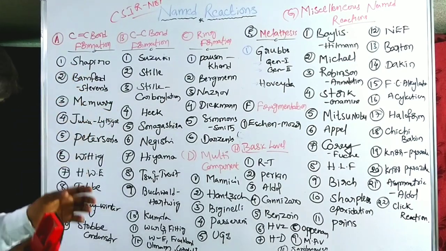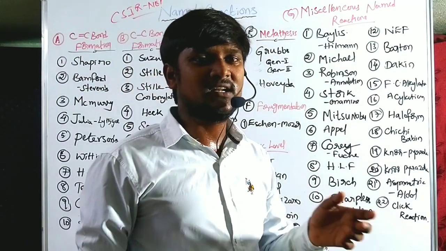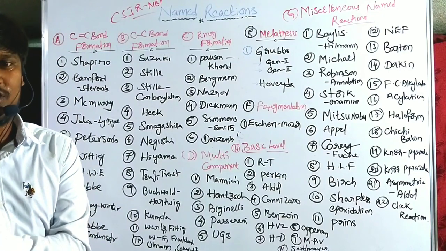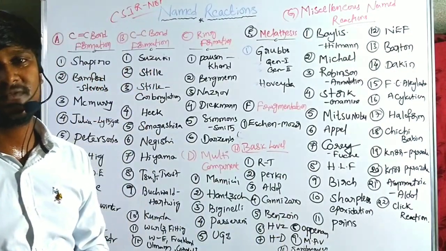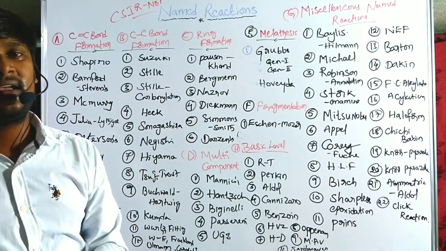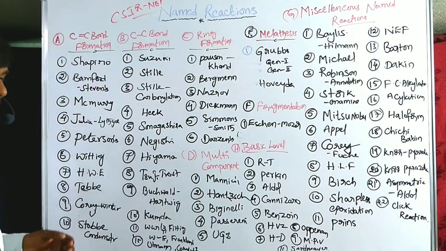But the major difference between the Shapiro and Bamford-Stevens reactions is that one is kinetically controlled and the other is thermodynamically controlled. One is used with a strong base, the other with a weak base. Both are similar reactions, but they differ in their regioselectivity.